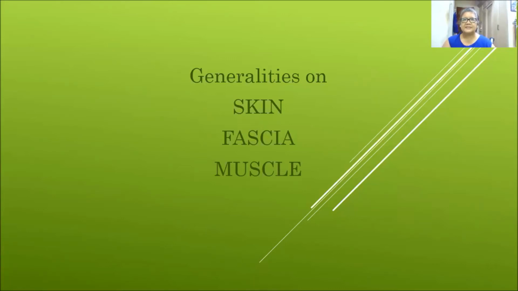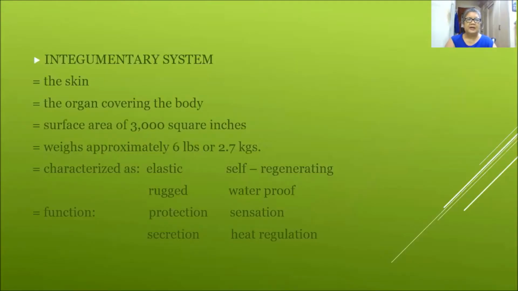Good afternoon, class. I have been tasked to talk on the generalities on the skin, fascia, and muscle for your gross anatomy. The integumentary system is known, in common terms, as your skin. This is the organ covering the body, and it is the largest system in the body. It has a surface area of 3,000 square inches and weighs approximately 6 pounds or 2.7 kilograms.